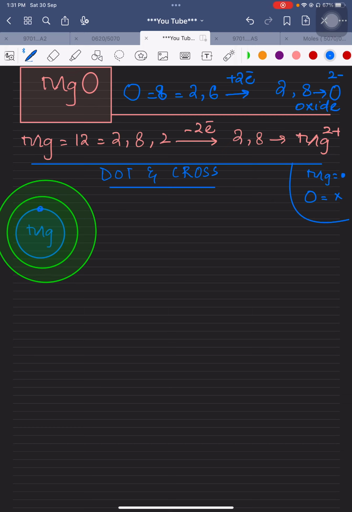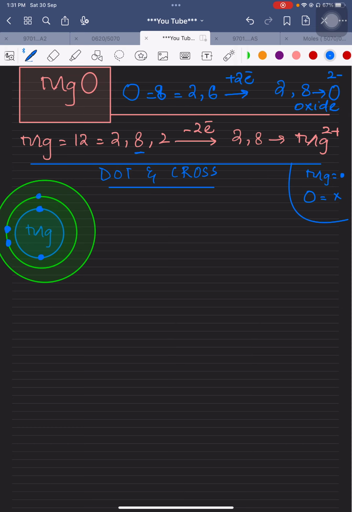So it is the first shell, 2 electrons, second shell, 8 electrons. It is written here, 8 electrons, and the third shell has 2 electrons. Now what will happen? It will lose 2 electrons. As a result, it is magnesium.